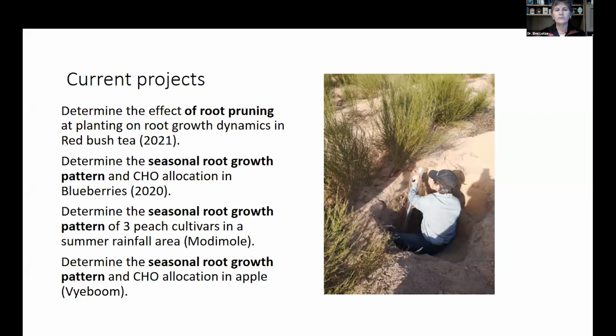And then the other one that we're finishing off is, again, looking at the seasonal growth pattern and carbohydrate allocation, but in this case, again, on apple. And we want to look at the interaction between irrigation volumes and then also the crop load.